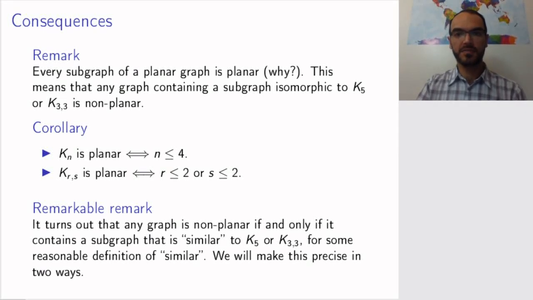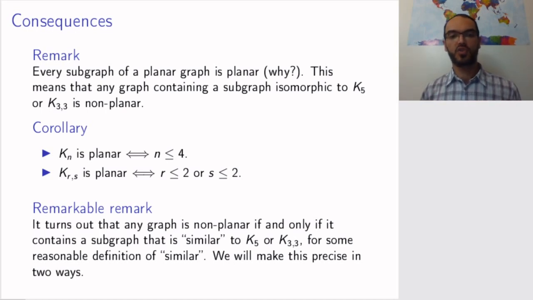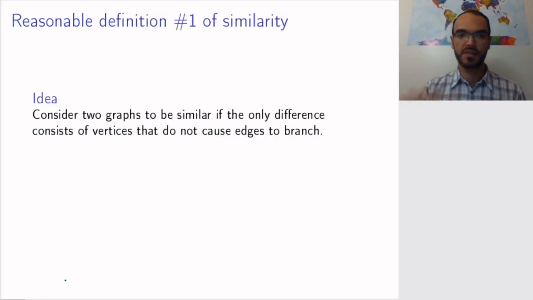So in order to be able to state this very remarkable remark as a proper theorem, we need to understand what we mean by similar in a precise way. And we will make the term similar precise in two ways. And each of these ways will give us a different geometric way to look at graphs. Let's look at the first reasonable definition of similarity.